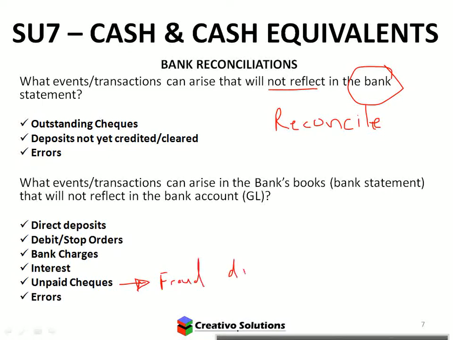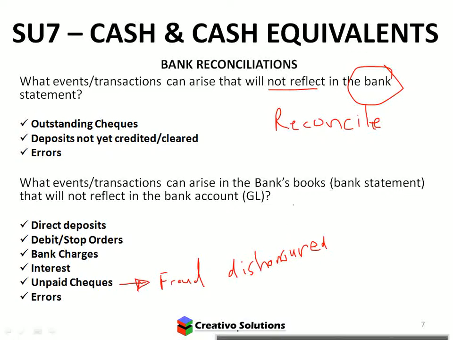Okay, so dishonored check is what you will potentially see in your questions. And then obviously errors again. Errors appear in both. Okay, humans are prone to making mistakes at times. So both the bank can make a mistake, and so can the business.